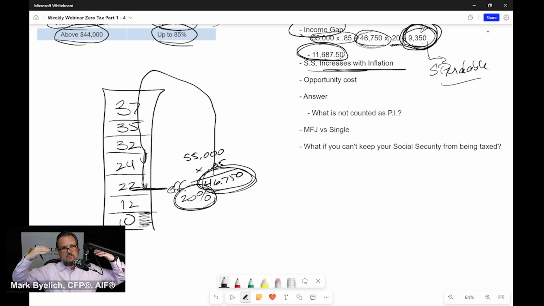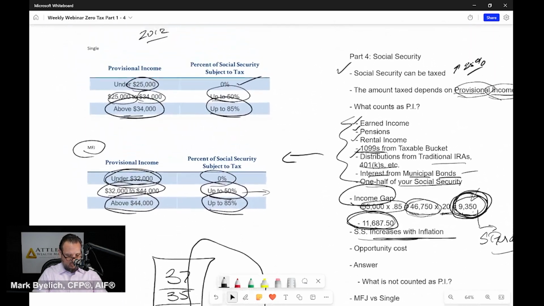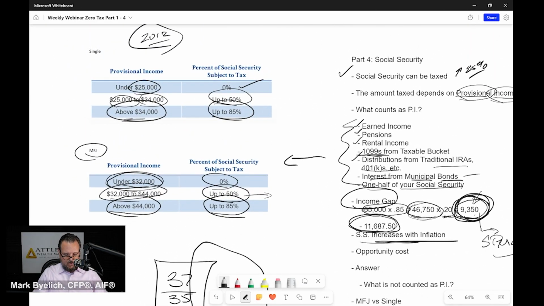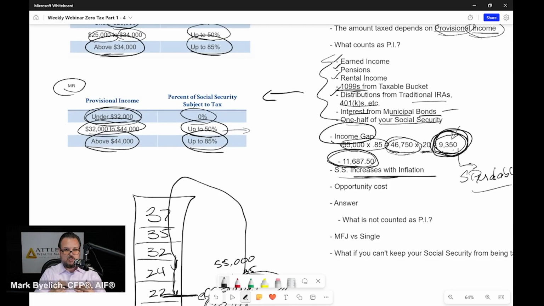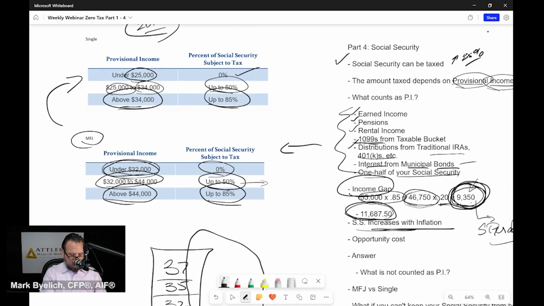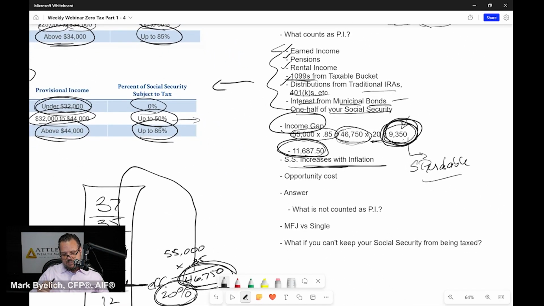So every year your Social Security goes up, but your provisional income threshold doesn't change. I just told you, I haven't seen a change in this since 2012. So the tax amount on your Social Security gets greater, or you trigger different brackets, or God forbid, one of you passes away and now you're a single filer instead of married filing jointly, and more of your Social Security is subject to tax. And the tax rate is higher.